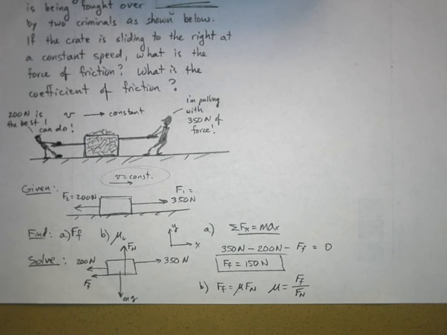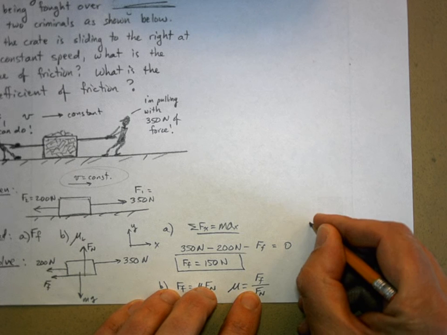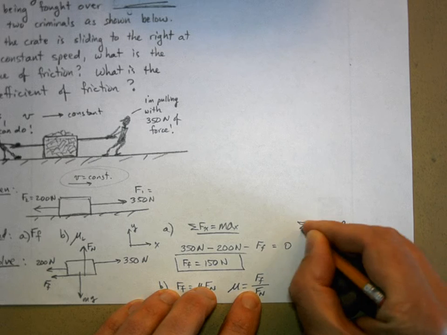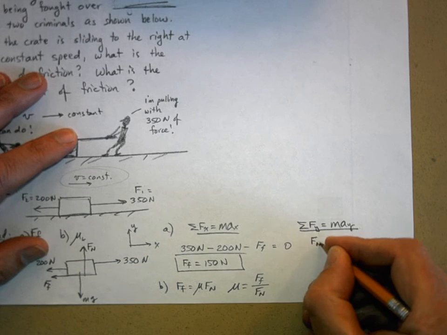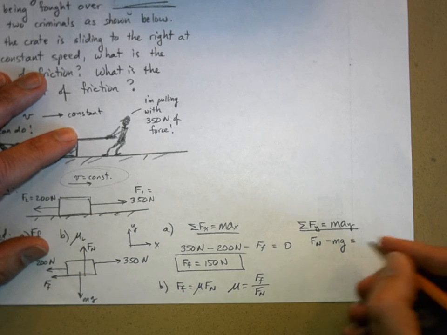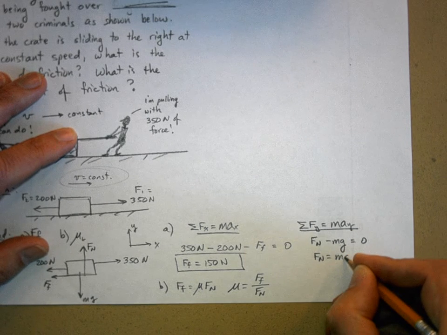What's the normal force going to be equal to? Look at the picture. The normal force is just canceling out the weight. But if you are confused by that, go ahead and sum the forces in the y direction equals ma in the y direction. In the y direction, I've got the normal force in the positive y direction minus my force of gravity, and there is no acceleration.